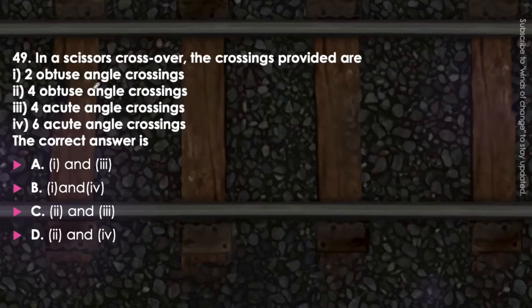Next question. In a scissors crossover, the crossings provided are: 2 obtuse angle crossings, 4 obtuse angle crossings, 4 acute angle crossings, or 6 acute angle crossings. The correct answer will be first and third, first and fourth, second and third, or second and fourth. Just think about it. How many obtuse angle crossings are there? How many acute angle crossings are there in the case of the scissors crossover?